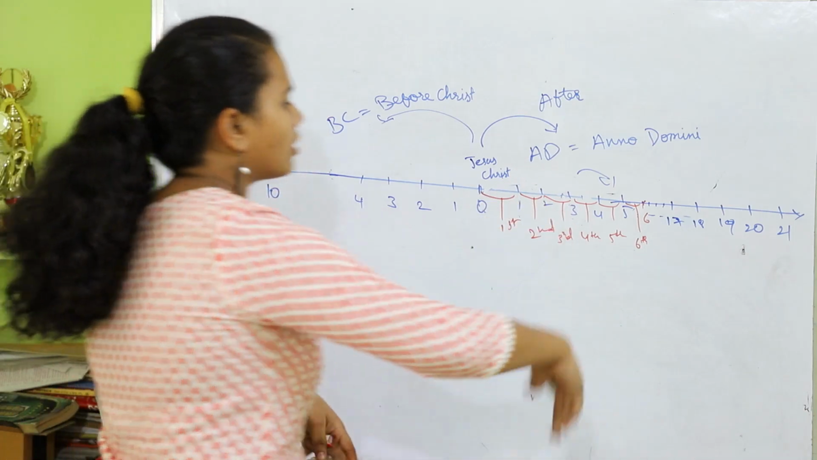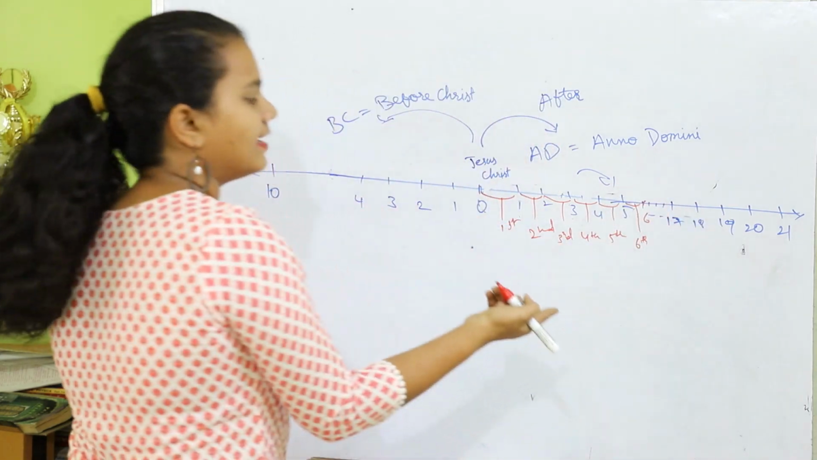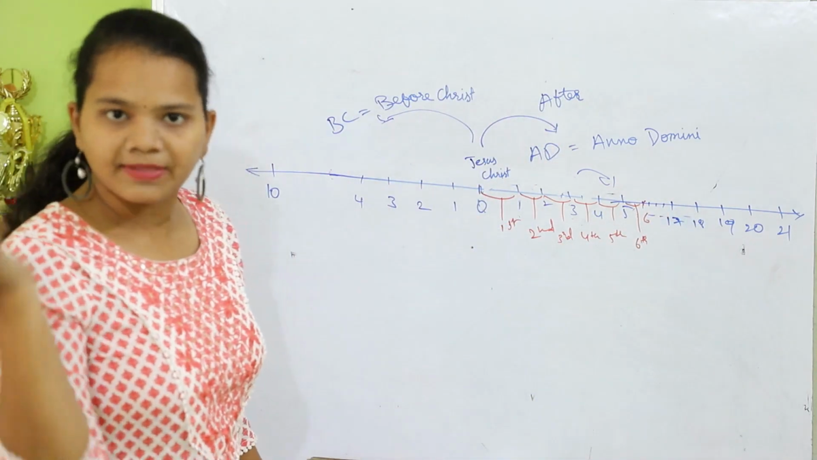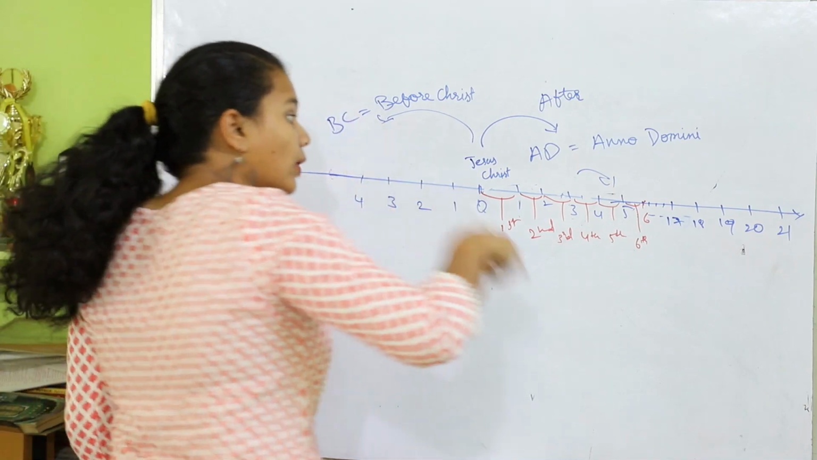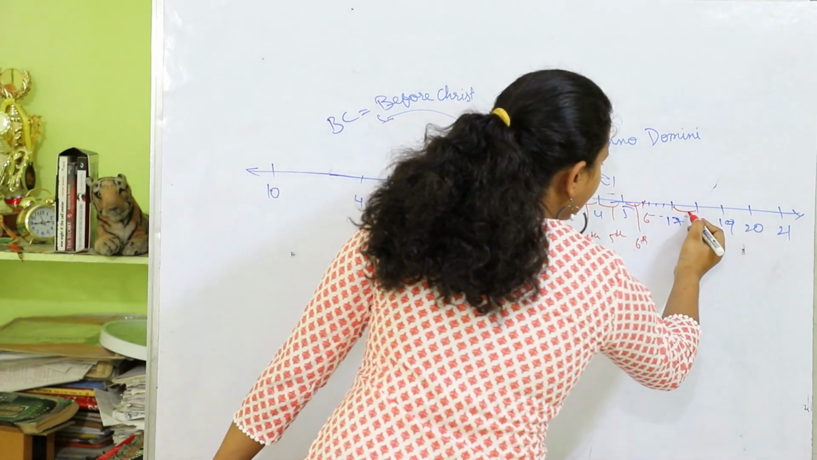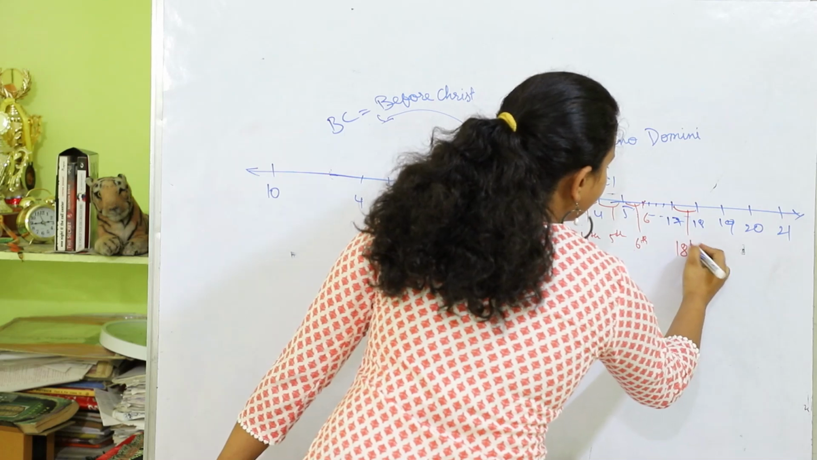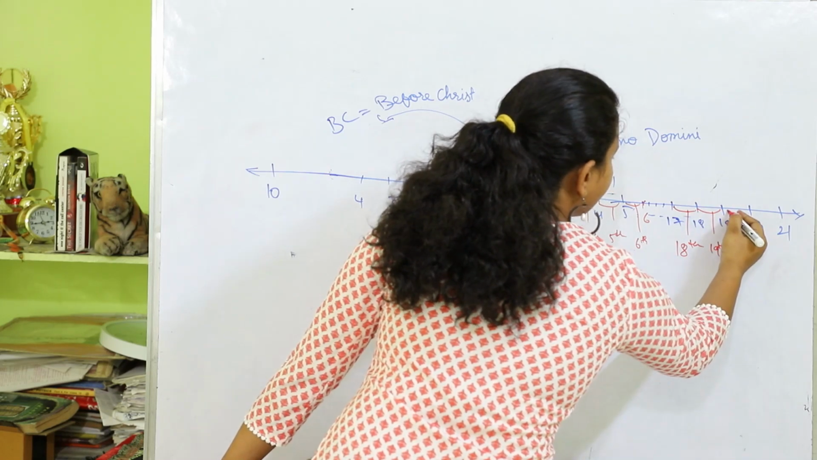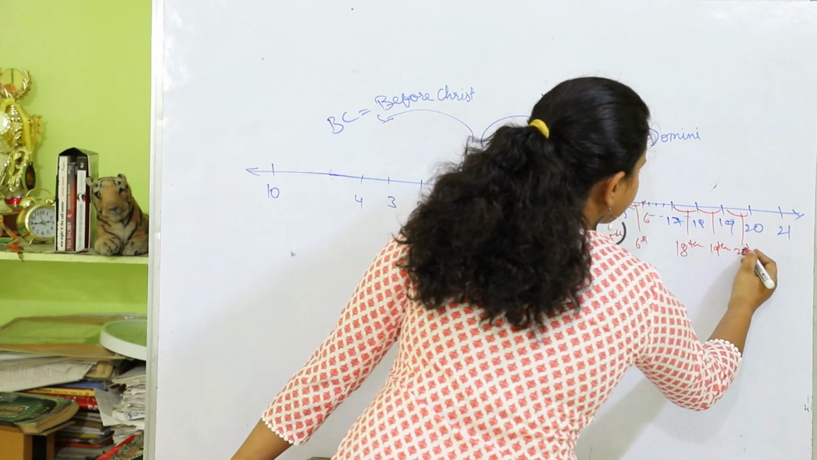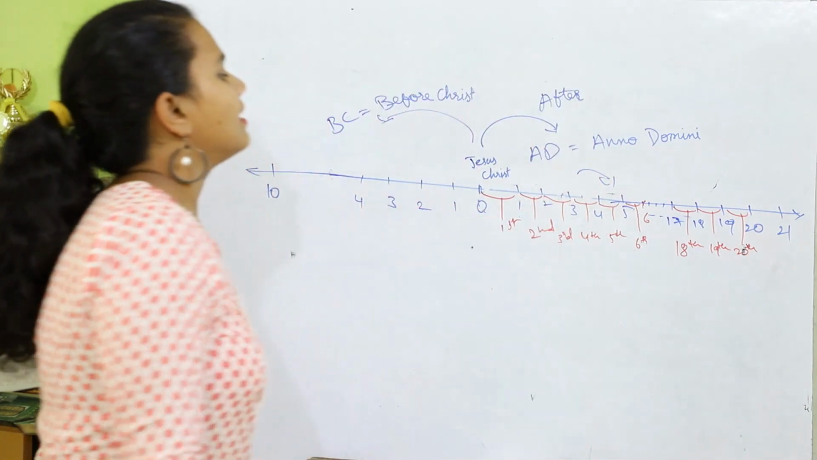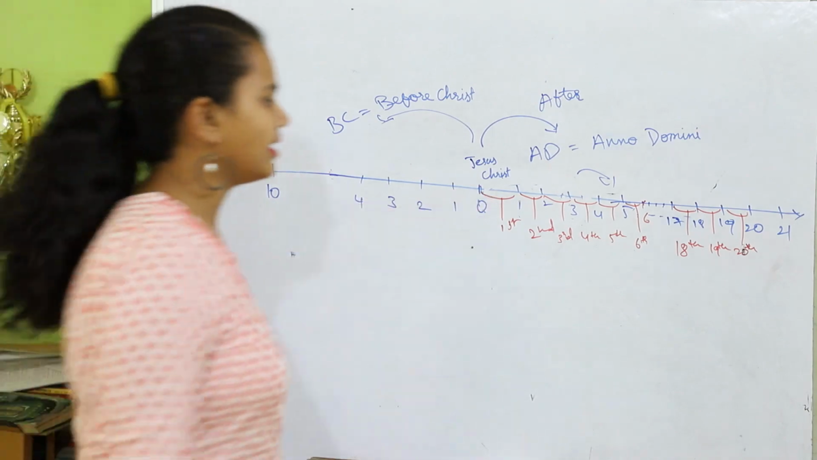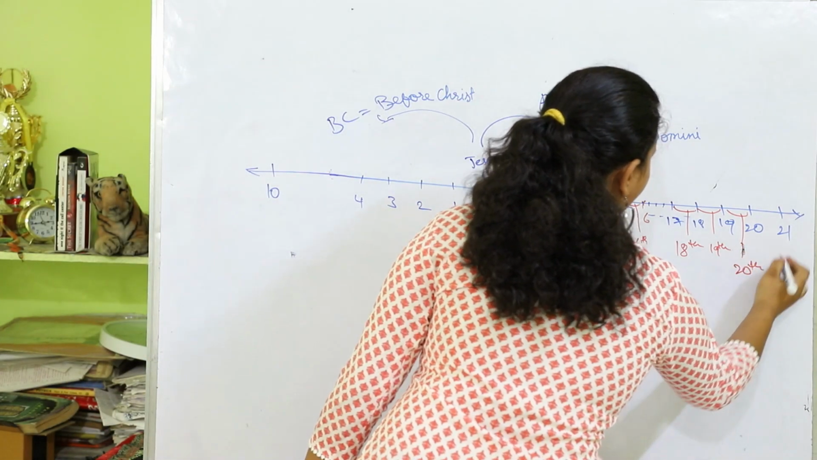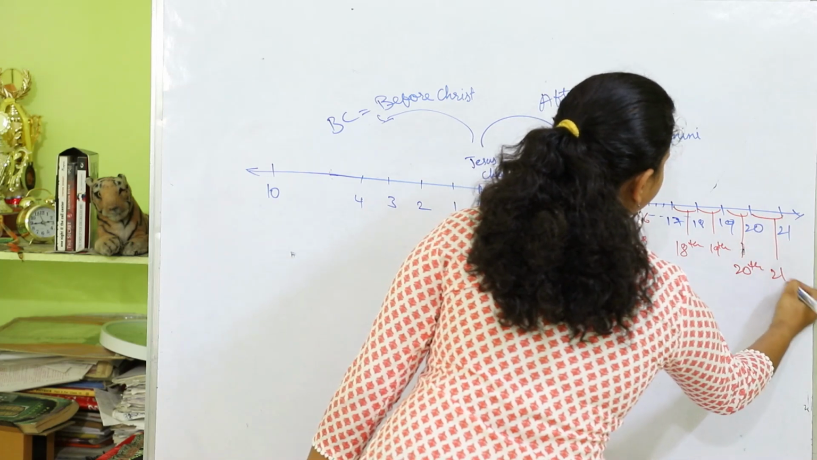So as this goes on, 15 to 16 will be the 16th century, 16 to 17 will be the 17th century, 17 to 18 will be the 18th century, 18 to 19 will be the 19th century, 19 to 20 will be the 20th century, and 20 to 21 will be the 21st century.